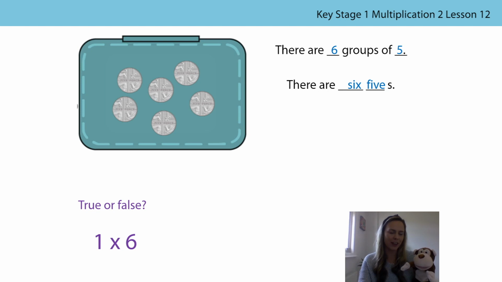Let's have a look at what you've done. This is what Bongo wrote. 6 times 5. Do you agree with him? He's correct, isn't he? Well done, Bongo. Because the 6 represents the number of 5p coins, and the 5 represents the number of 1p coins in each 5p.